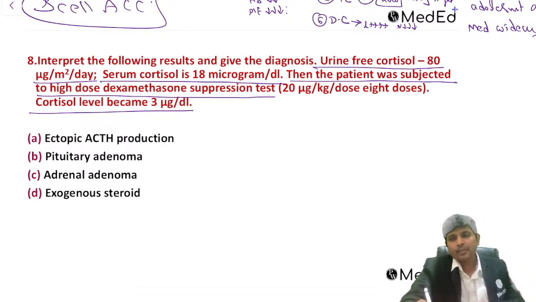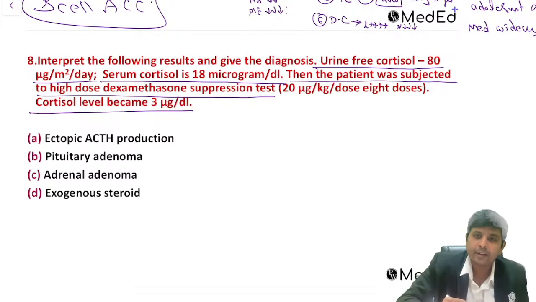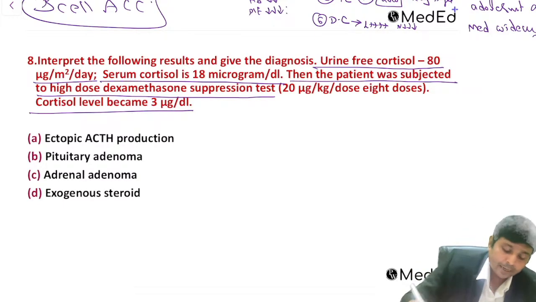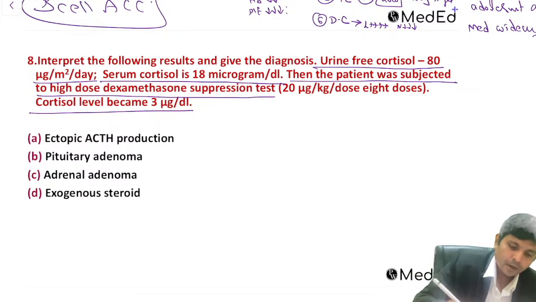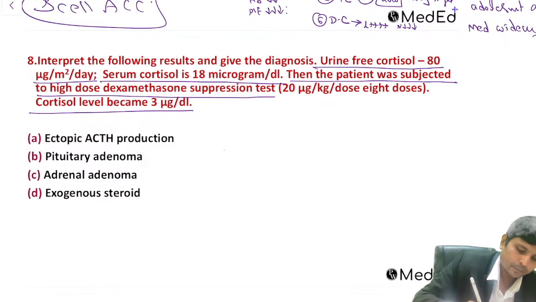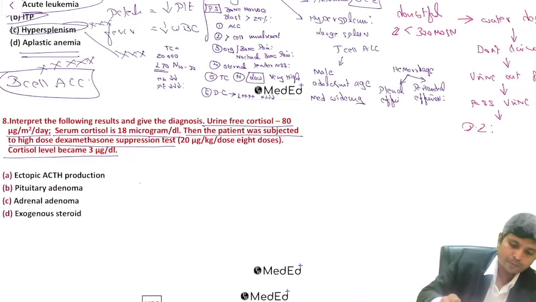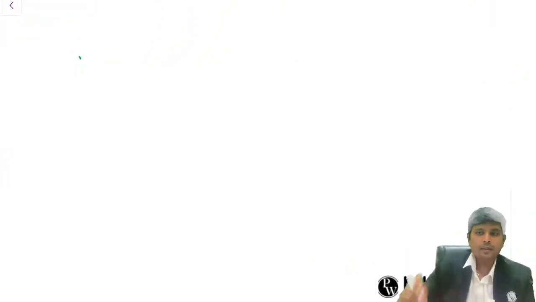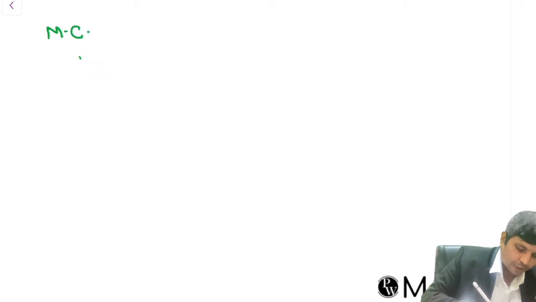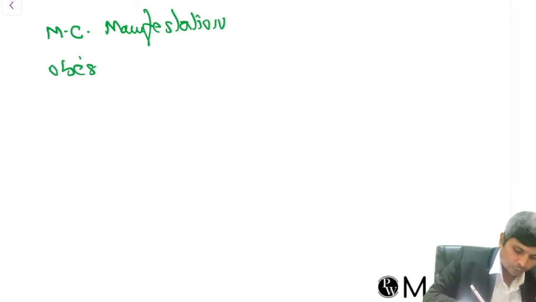So what does it mean? The cortisol produced by something can be suppressed by giving dexamethasone. Now how to approach a case of Cushing syndrome? How to diagnose Cushing syndrome in pediatric age group? How to suspect it? The most common manifestation, not as you think, buffalo hump and so many things, the most common manifestation is obesity and growth failure.